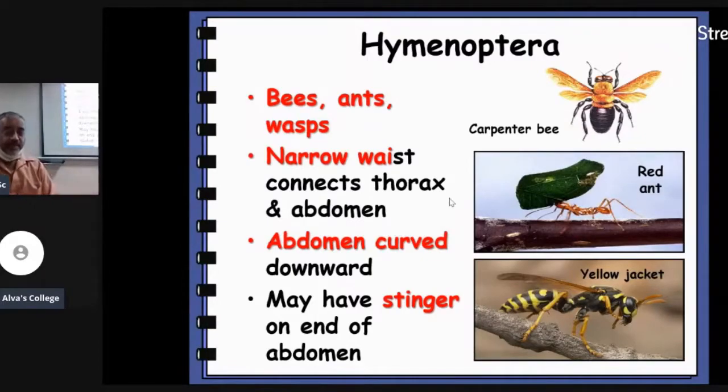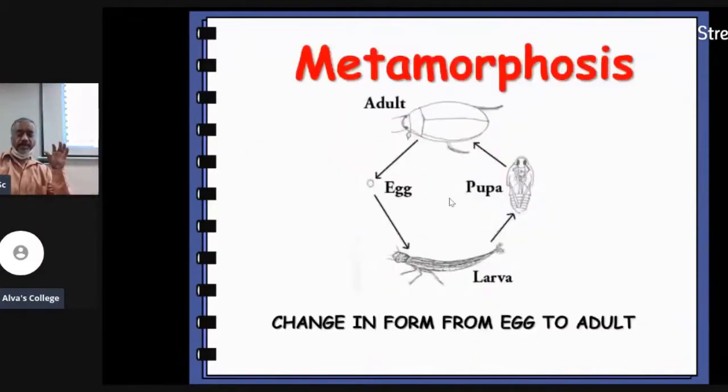And then the third picture is what is called a yellow banded wasp. These wasps are also very interesting and very useful to human beings because they serve as predators of those insects which damage our crops. So they are highly useful creatures and we should conserve them, we should protect them.